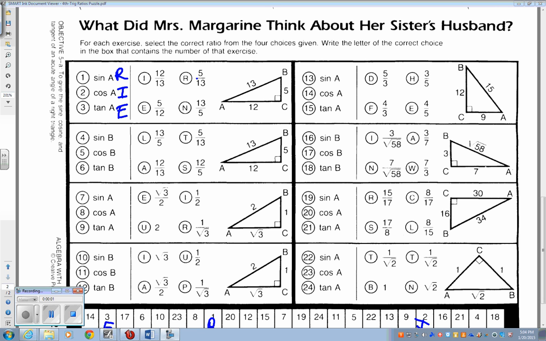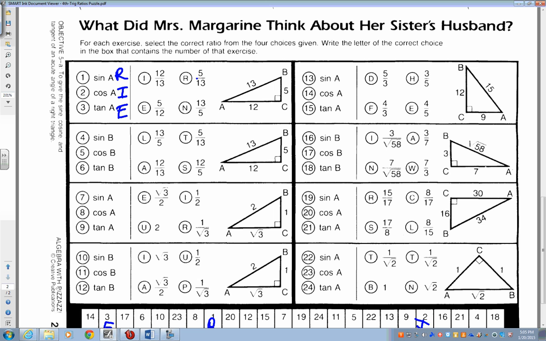Alright, tonight's homework is to complete this puzzle, this side of the worksheet. I have attached a blank copy if you forgot it. And 1, 2, and 3 we did in class. I'm just going to review what you need to know in order to complete the puzzle.